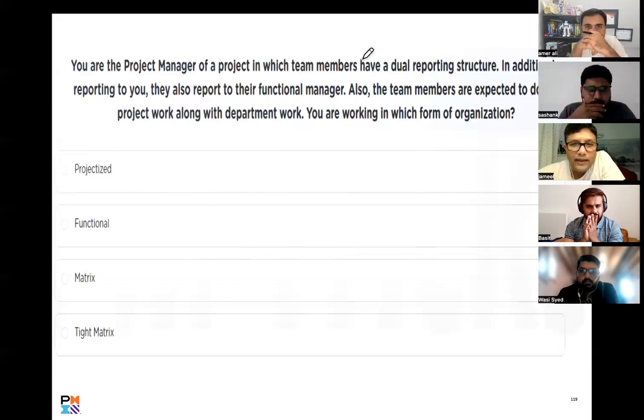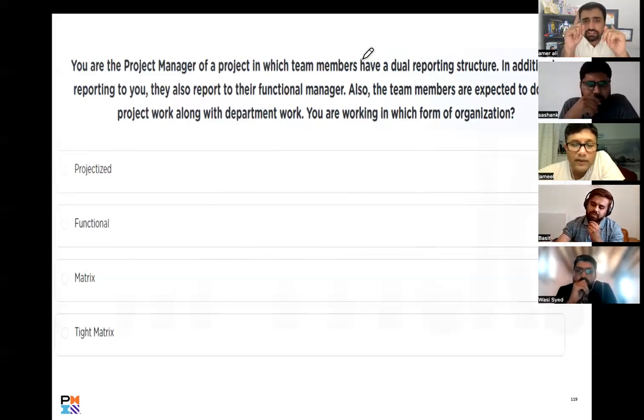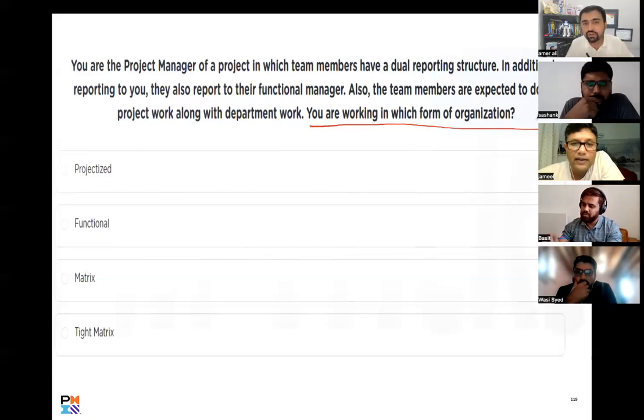The team members are expected to do the project work along with the department work. What was the first step? What was the first step? What form of organization are you working in? The first step was to read the last line. Yeah, you did not read the last line.